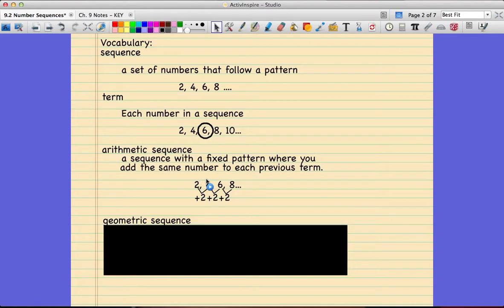An arithmetic sequence is a sequence with a fixed pattern where you add the same number to each previous term. Add being the key word in there. So in this case, the sequence that we were using is an arithmetic sequence because you add 2 to each number.